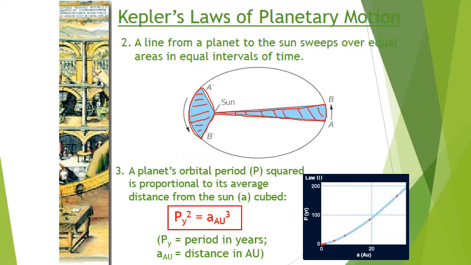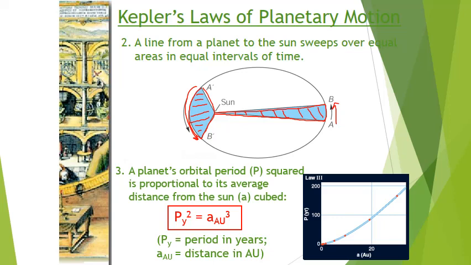So what he's saying is that a planet should sweep out an equal solid angle or an equal area in equal amounts of time. So if a planet goes this far from A to B in 1 month, it would sweep out this amount of area. And similarly, if it moves from A prime to B prime, it has to move this far in order to sweep out an equal amount of area in 1 month. So a line from a planet to the sun sweeps out equal areas or equal solid angles in equal intervals of time. Very, very important insight.